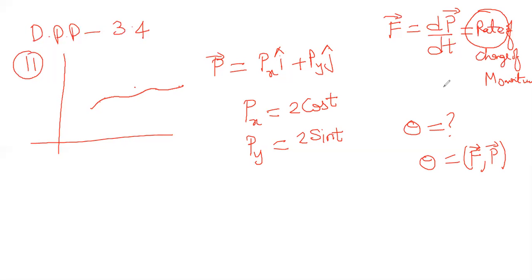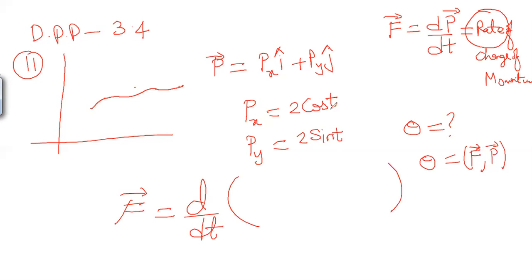The particle moves in xy plane under the action of a force such that the value of its linear momentum is given. So F bar equals dp by dt. We have to differentiate the p vector with respect to time first, then we will see about the angle. F bar is equal to d by dt of p bar, and p bar is 2 cos t i cap plus 2 sin t j cap.